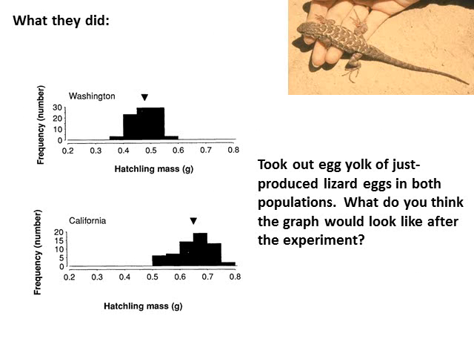And the way they measured this was they experimentally took yolk out of the lizard eggs to decrease the size, and that was a simulation of clutch size. And what they found was that the size of the hatchling reduced when they reduced the size of the egg.